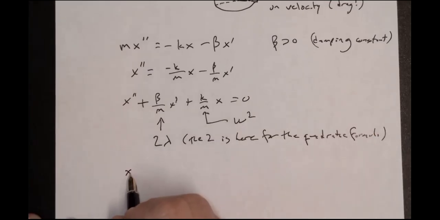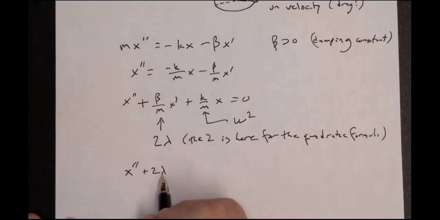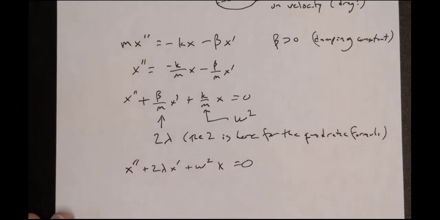Which really means my second order differential equation looks like this. Great. Fabulous. Wonderful. What the? The corresponding auxiliary equation that goes with this, since these are all constants, is r squared plus 2 lambda r plus w squared equals 0. Do the quadratic formula for me.